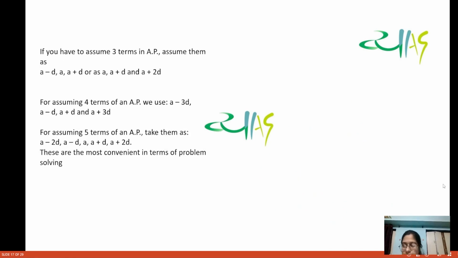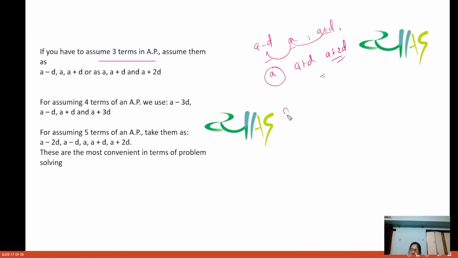Okay, now see if you have to assume 3 terms of an AP, you can obviously assume A minus D, A and A plus D. Okay, ये 3 terms AP में है ना, क्योंकि एक का common difference इससे पीछे, एक का common difference इससे आगे है. Or you can always take A, A plus D and A plus 2D, है ना। तीन टर्म्स को आप इस तरीके से assume कर सकते हैं। फोर टर्म्स को assume करना है तो क्या करेंगे, A minus 3D, A minus D, A plus D और A plus 3D कर सकते हैं। Otherwise A, A plus D, A plus 2D, A plus 3D ऐसे करके भी कर सकते हैं। Okay, so this is how you can do this.